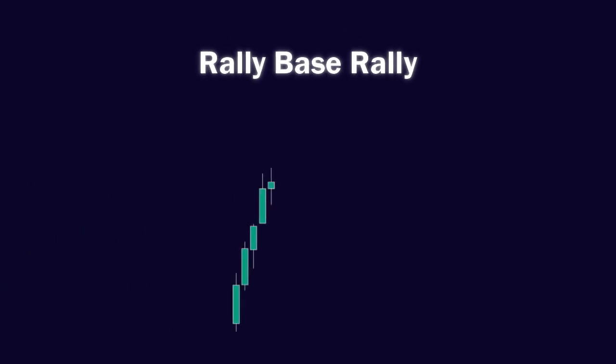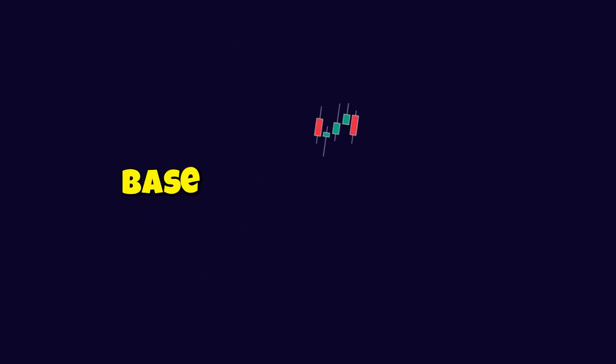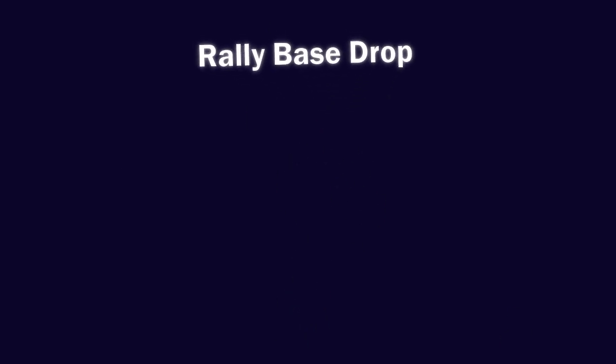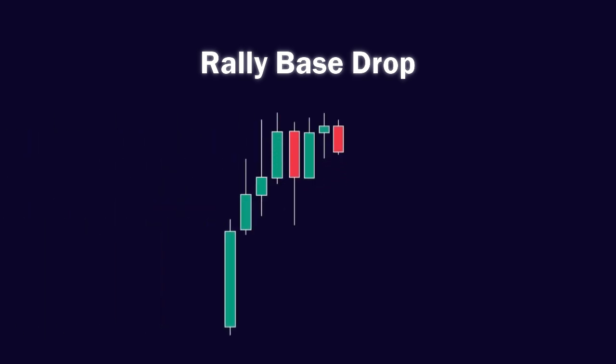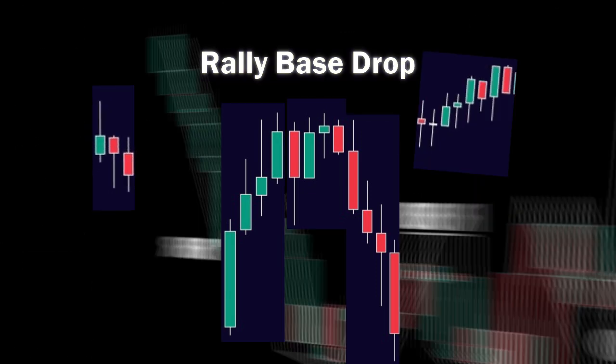The rally-base rally pattern starts with an upward momentum move, then a pause and consolidation, and then another upward momentum move. We call this pause and consolidation a base. Bases can be horizontal, upward, or downward. Similarly, the rally-base drop pattern consists of an upward momentum move, a base, and a downward momentum move. In this pattern, the base can be horizontal, upward, or downward.